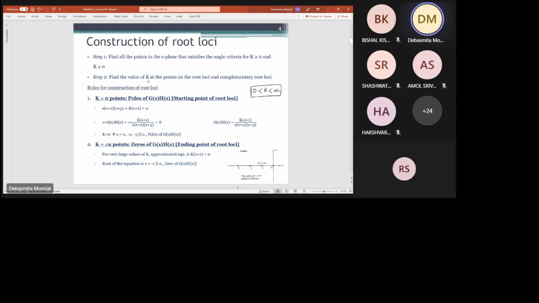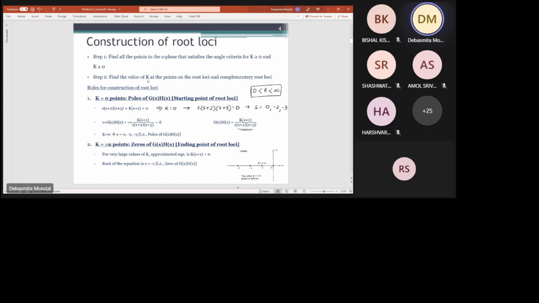From here you see that if you put k equals 0 in this characteristic equation, then the equation translates into s(s plus 2)(s plus 3) equals 0. So the values of s become s equals 0, minus 2 and minus 3. Right? And s equals 0, minus 2 and minus 3 are nothing but the poles of this open loop system. So you can say that k equals 0 points correspond to the poles of the open loop transfer function, and they are the starting points of the root locus. The root locus will always start from the poles of the open loop transfer function.